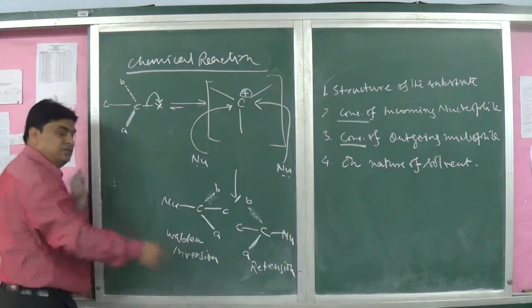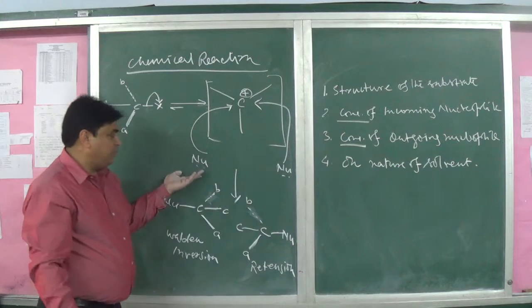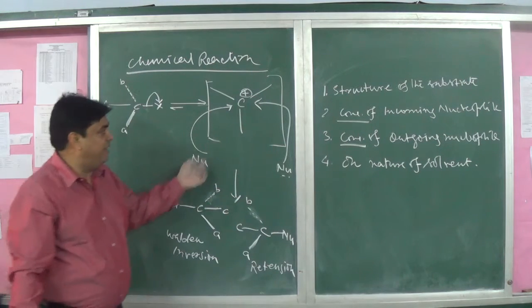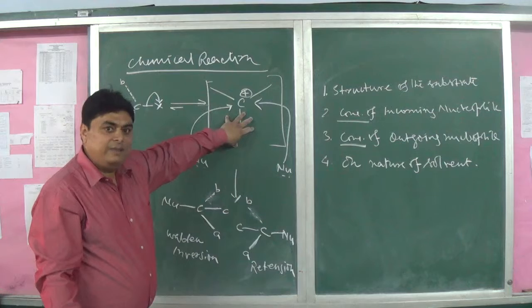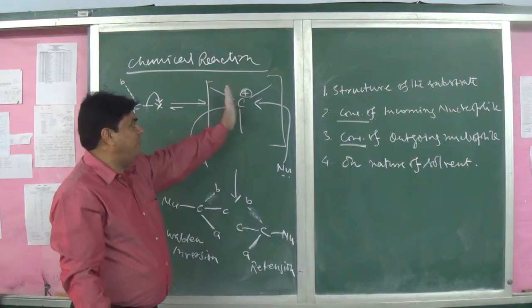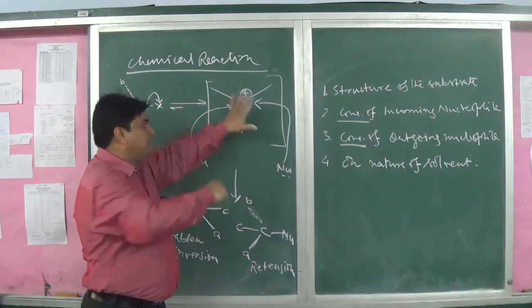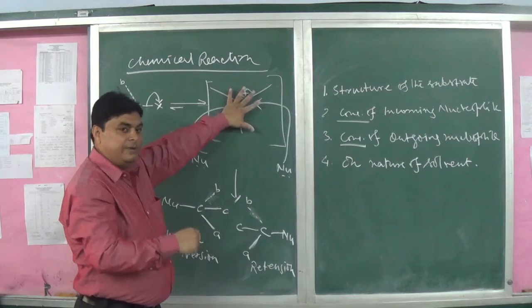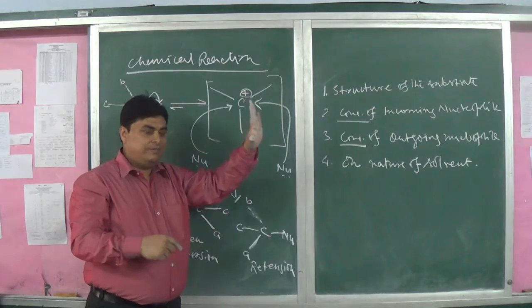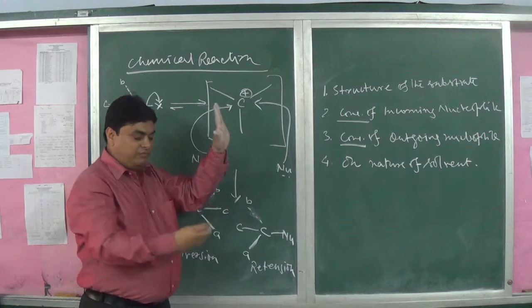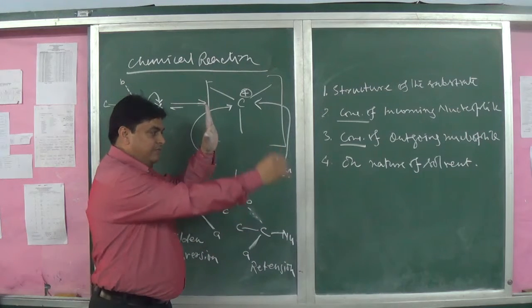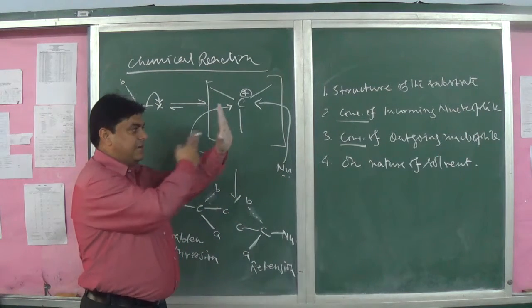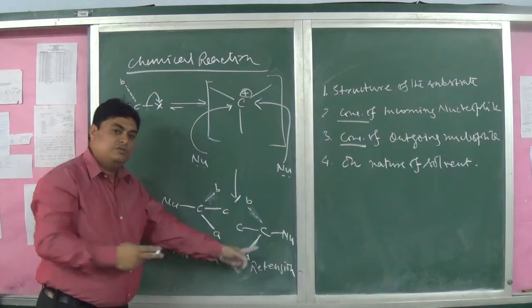What is the inversion and this one is the retention. And this probability arises only when we have this one in the plane, because you can attack right from the front or from the back, because this sp2 hybridized carbon atom is aligned absolutely on a plane, just like a palm. For that reason, the nucleophile can come from that side and also from this side, resulting in the formation of these two things.